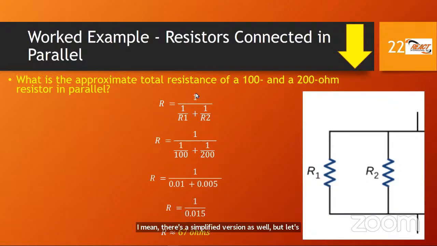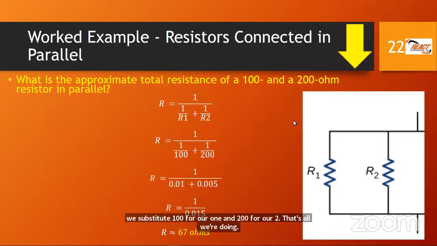So the total resistance is 1 over R1 plus 1 over R2, right? So 1 all over this. So let's substitute for R1 and R2. We're using this as our base formula. And we substitute 100 for R1 and 200 for R2. That's all we're doing. We're substituting these 2 values that they gave us in the question.